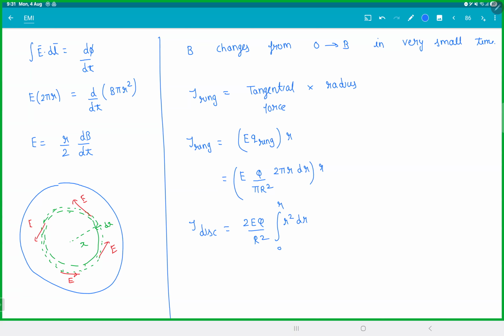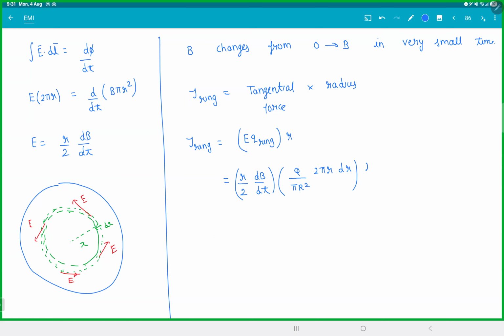Am I missing something? That E is also there, no? That E is r by 2 dB by dt. That is your E. Q of the ring is Q by pi r square into 2 pi r dr into r.